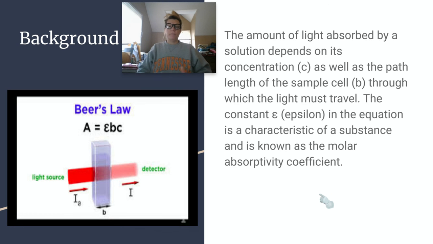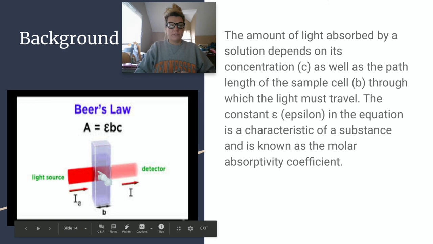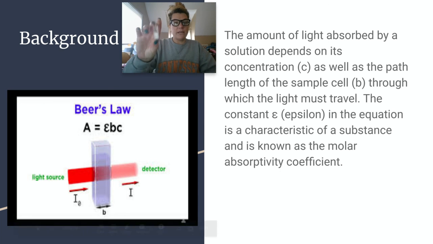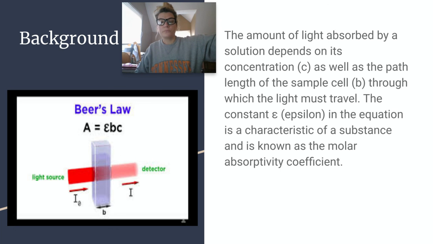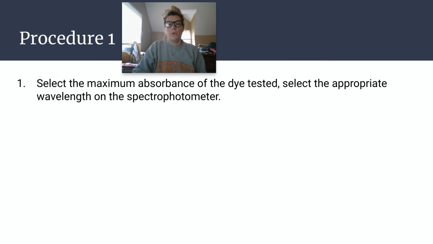Okay, so let's talk about Beer's law a little bit. The amount of light absorbed by a solution depends on its concentration, as well as the path length of the sample cell. For instance, we're using a cuvette, and most cuvettes are 1 centimeter long, so that's the path length. And then we deal with this constant known as epsilon, which is the molar absorptivity coefficient. It is consistent for each substance you're talking about. It is just a constant, and if we remember, constants are given to us in order to cancel out units. Okay, that's it. Thank you.